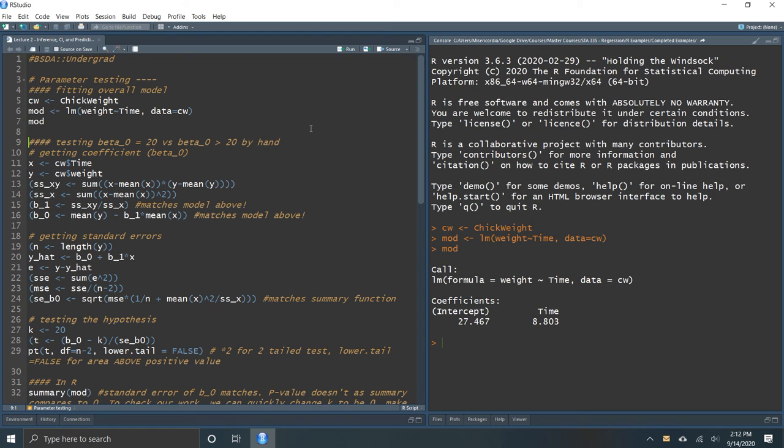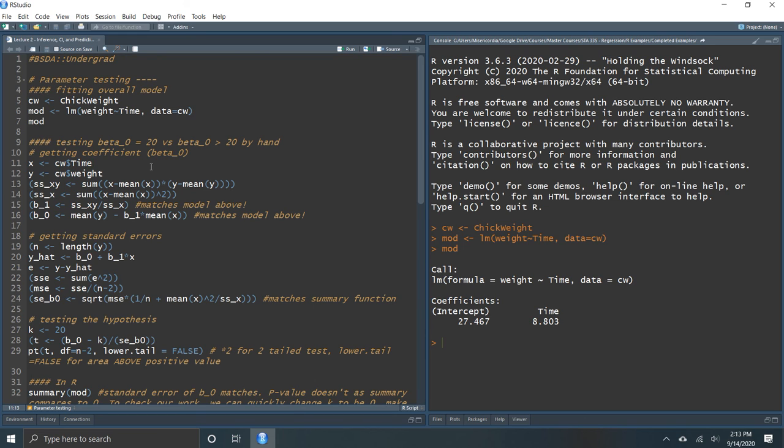We'll do a test of the null hypothesis beta 0 equals 20 versus the alternative that beta 0 is greater than 20. So we have that the intercept is 27, and we want to see, is this statistically significantly bigger than 20 or not? Where this would happen in real life is somebody might say, I don't really care about saying the chick weight at birth is positive, that doesn't really mean anything, right? Of course, once a chick hatches, it's going to have a positive weight. So that question isn't meaningful.